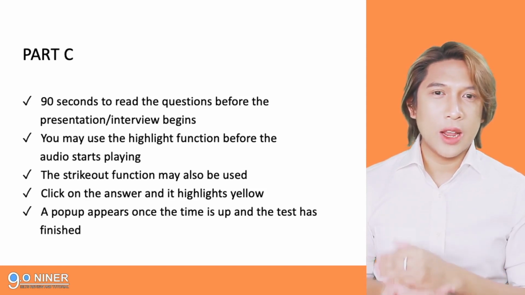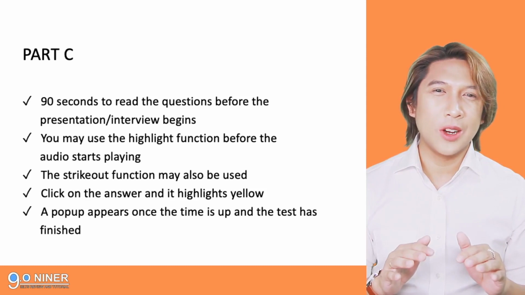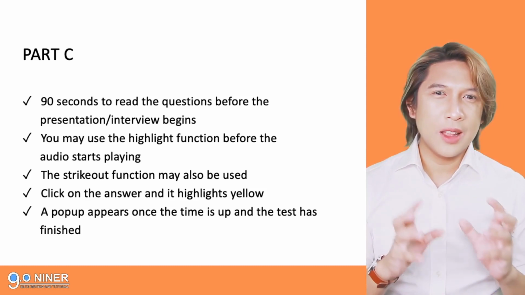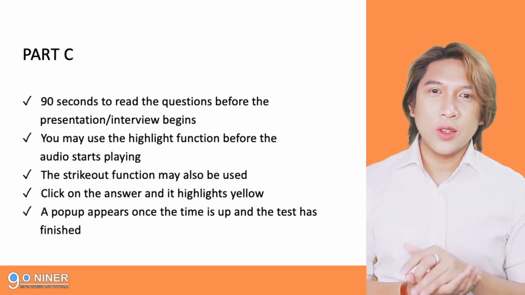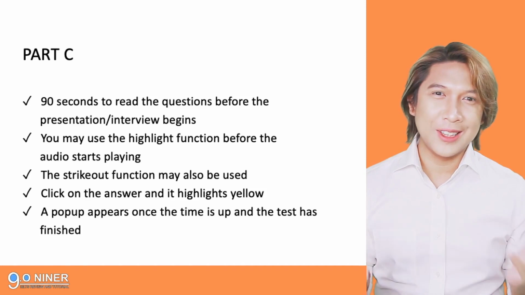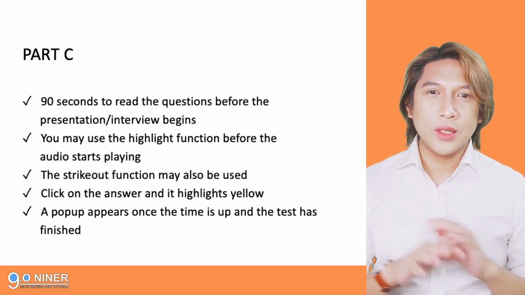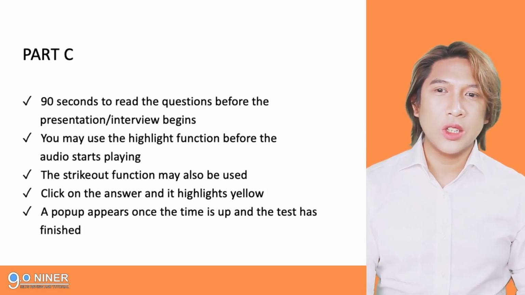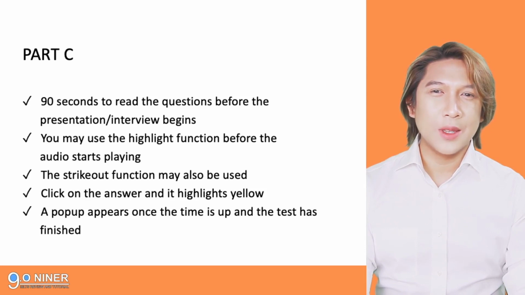Also, you can use the strikeout function tool just in case you want to cancel out some of the options which are confusing for you or which may not be the correct answer. Although, again, this is optional, and you just need to click on the answer that you have chosen, and it highlights yellow and it will indicate that that's the answer that you have selected. Once you're done with part C of your examination, a pop-up window appears, and that indicates that the time is up and the test has already been completed.